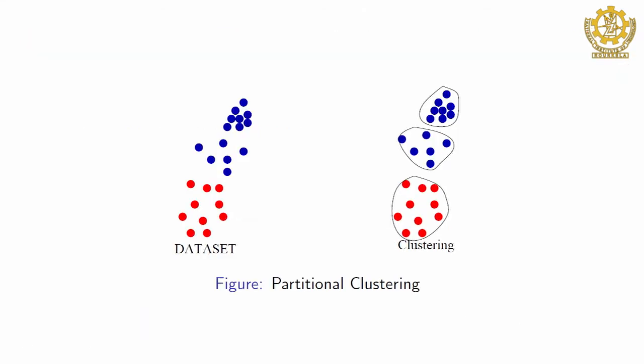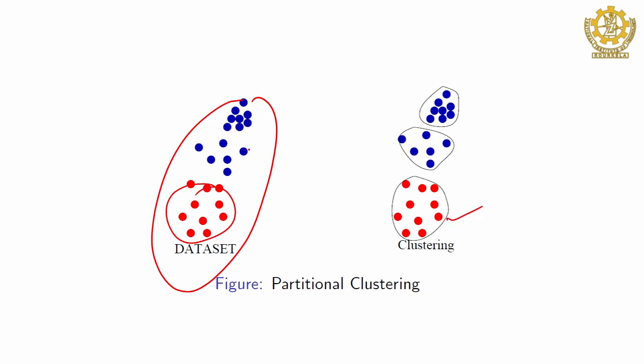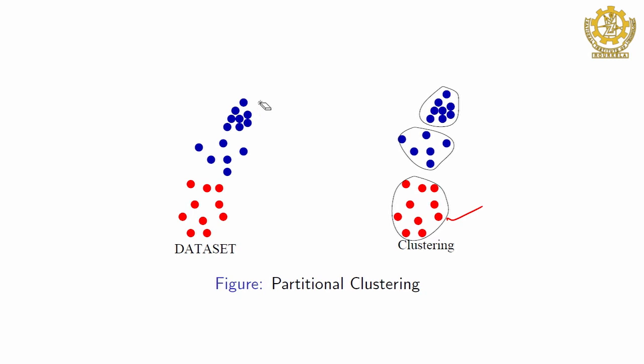This is one example. So, you have the data set, and you get one clustering. The red is forming one cluster and this is forming two clusters. This is highly possible, because we put these red and blue colors, but we do not know the class label.